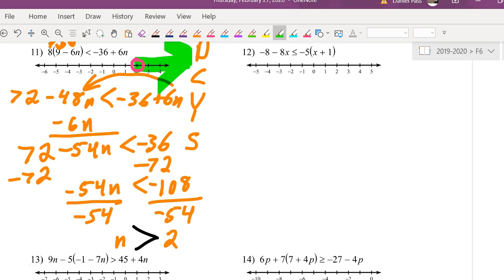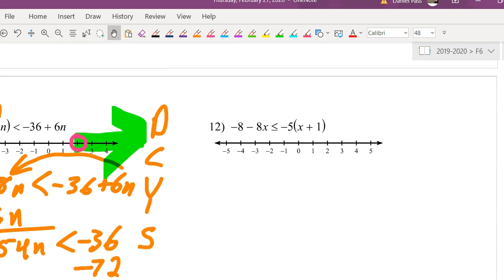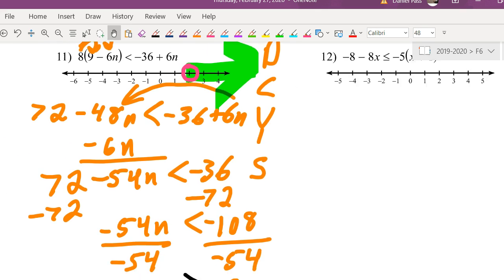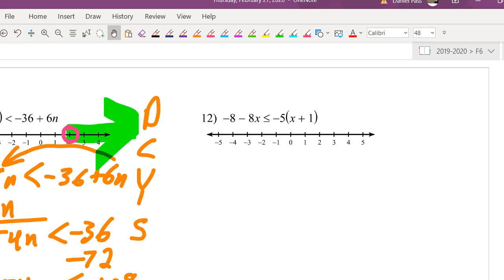All right. May I move on? What do you think? Can I move on? Okay, I'm going to move on. Question? You still get the same answer? Yeah, that's why I did 6n to the left. But you could do 48n to the right if you wanted. You just have to change the sign.